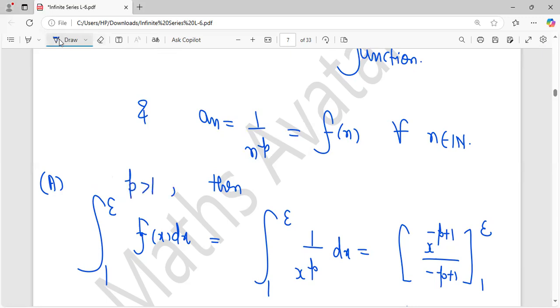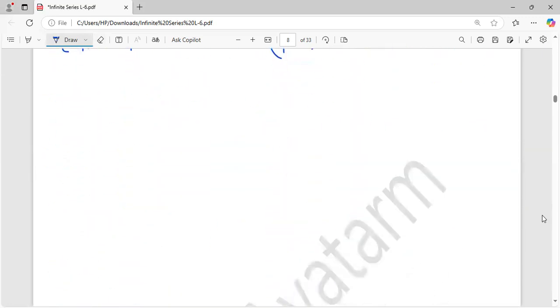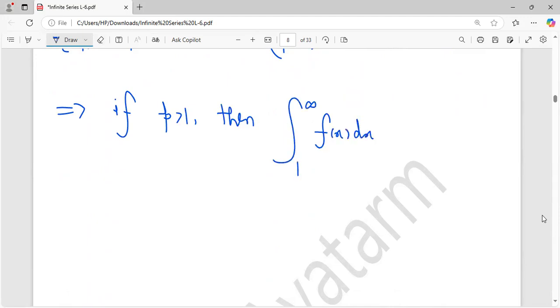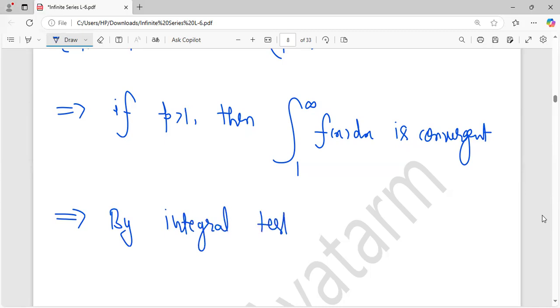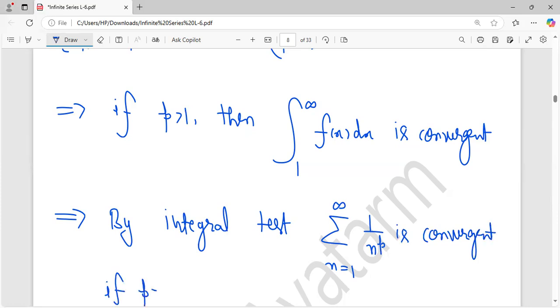p greater than 1. Then we have this one. So we have shown that this is convergent. So this implies if p greater than 1, then this integral from 1 to infinity f(x) dx is convergent. So this implies by integral test this series, n goes from 1 to infinity, 1 upon n to the power p, is convergent if p greater than 1. Okay.